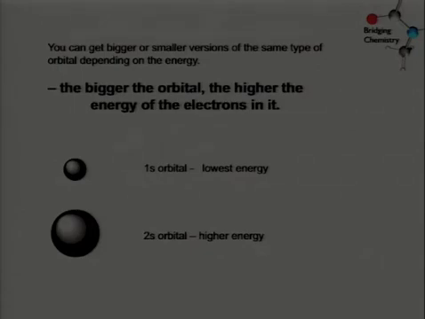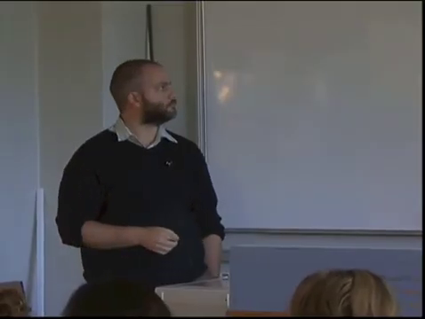And the rule here is that the bigger the orbital is, the higher in energy it is. And so if you have electrons in a bigger orbital, they have more energy than electrons that are in a smaller orbital. Right?